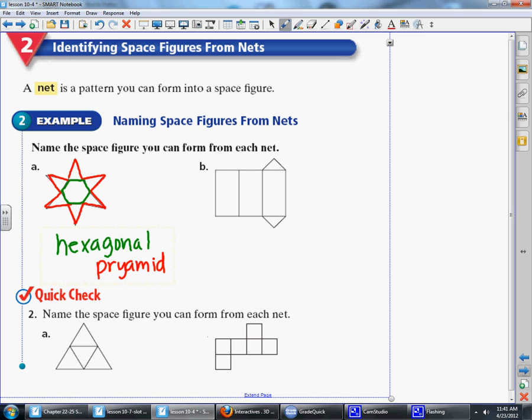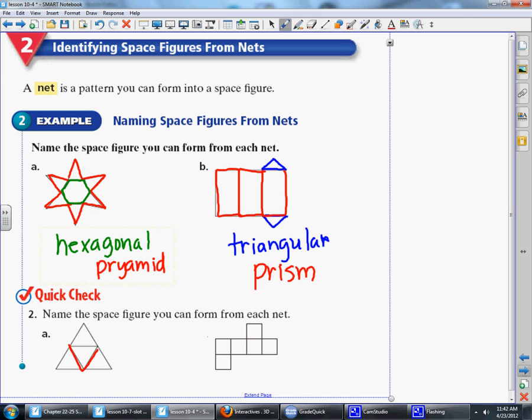Here we have two triangular bases that are parallel. So we know that it's going to be triangular, and its lateral faces are rectangles. So when the lateral faces are rectangles, that makes it a prism. Here we have, why don't you try these on your own? Pause the video for a minute, try them on your own, and then come back and we'll check to see if your answers are right.